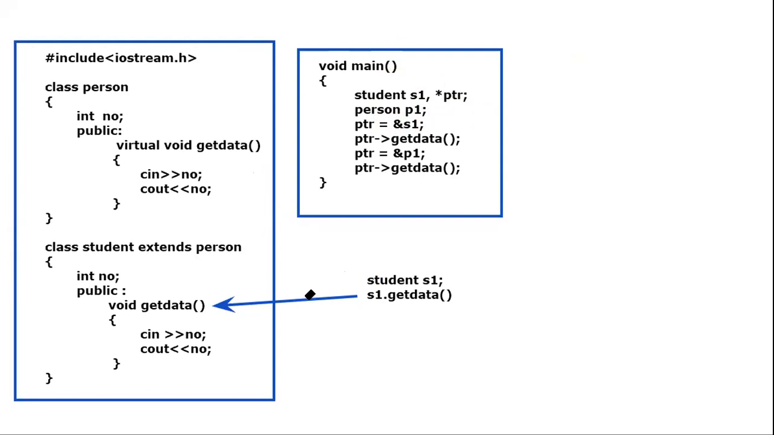Ma'am, this pointer which we have declared is holding the address of the s1 object, right? Yes. See, at the third line, it is going to hold the address of s1. And then we call ptr arrow get data. So it is going to call the get data function which is available in the s1, which is the derived class.